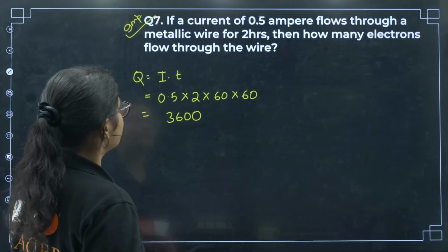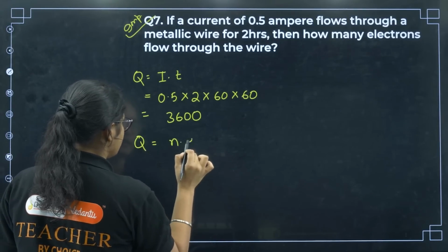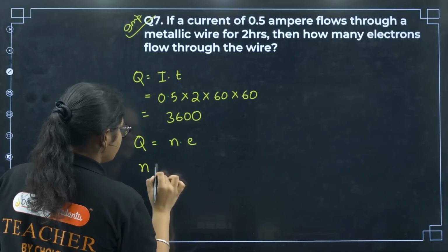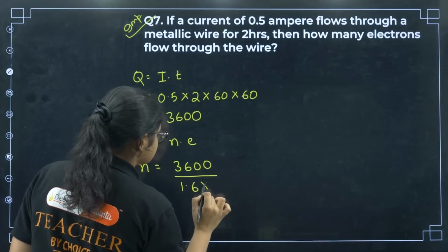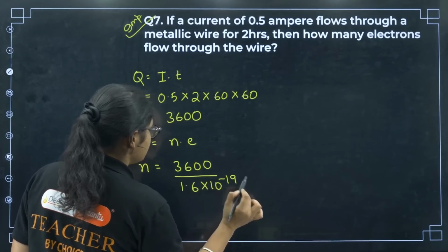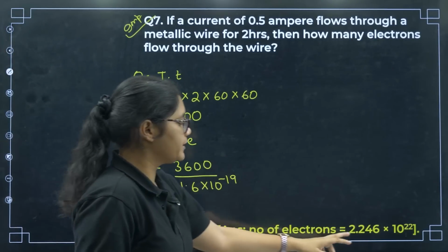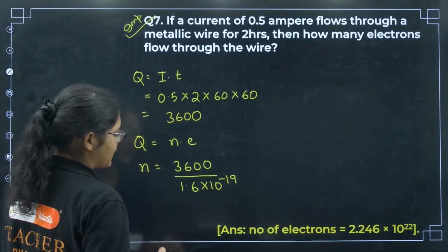Next, you have to calculate how many electrons. So I have Q is equal to N into E, number of electrons into the charge of 1 electron. So the number of electrons is 3600 divided by 1.6 into 10 to the power of minus 19. If I solve this, I will get 2.246 into 10 to the power of 22. You can check this calculation.